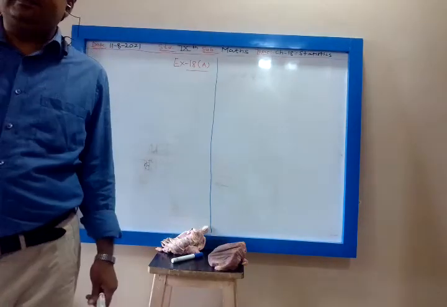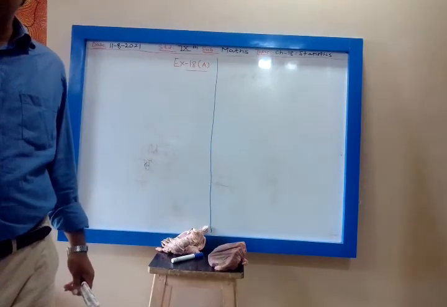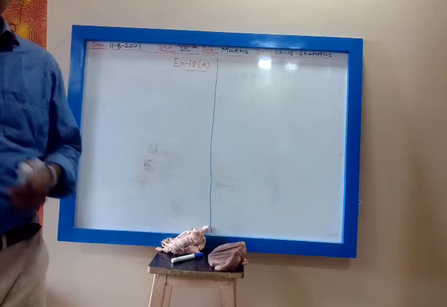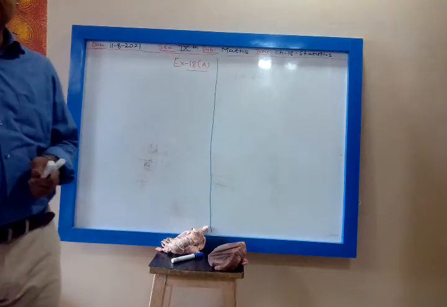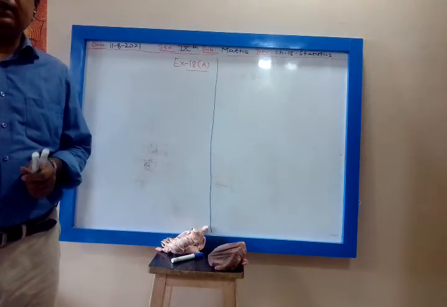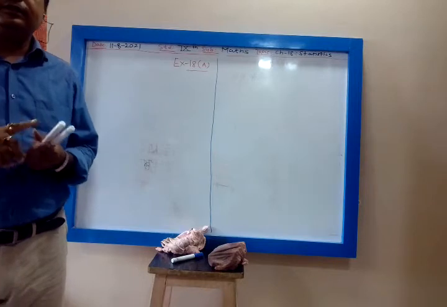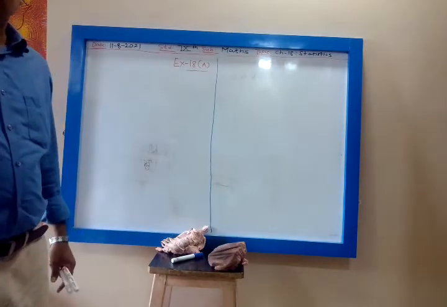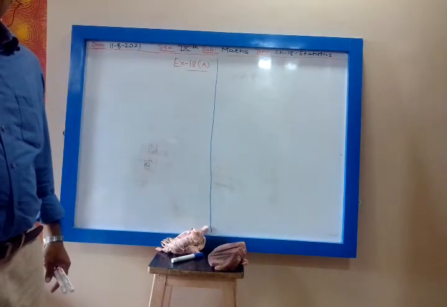Yes, that is a must. Arranging them in the ascending order. Then for range we find highest minus lowest. How do we find class mark? Class mark is lower limit plus upper limit divided by 2.